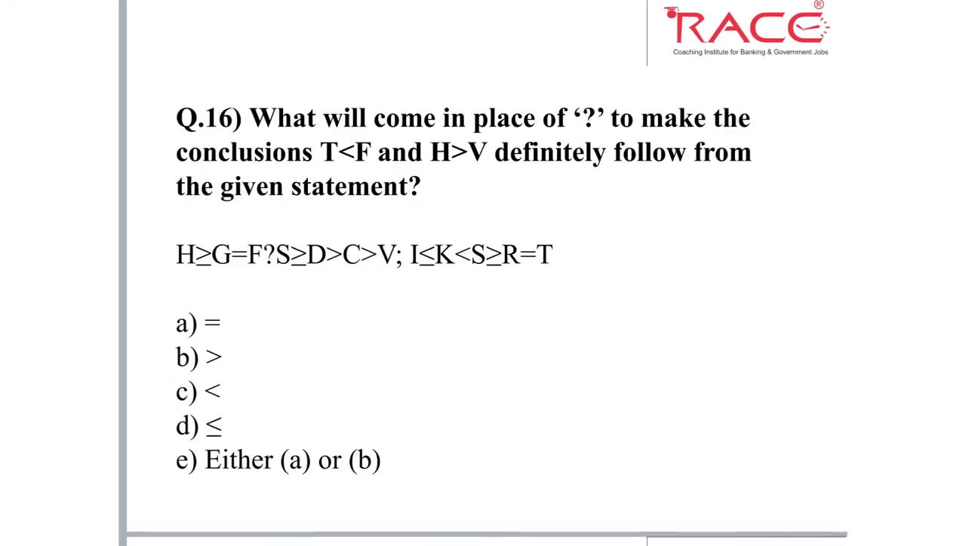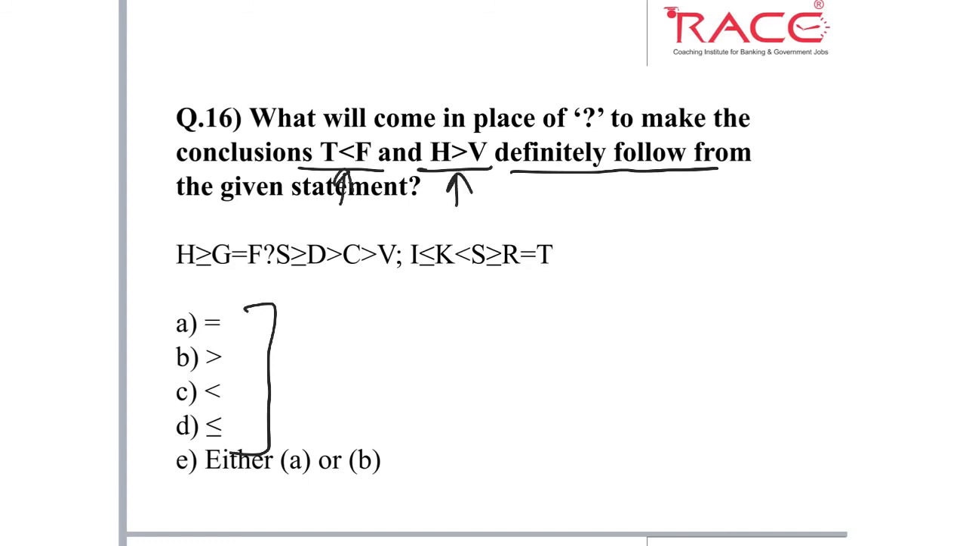So this is the 16th question of today's class, and this is another type that you might see in the upcoming exam. So here what they are saying is what will come in place of the question mark. So we will be given some question mark. Here we have a question mark. To make the conclusion, what are the two conclusions? Two conclusions, T less than F and H greater than V, definitely follow. So we have to put any sign from the given signs in the options to make these two conclusions follow.